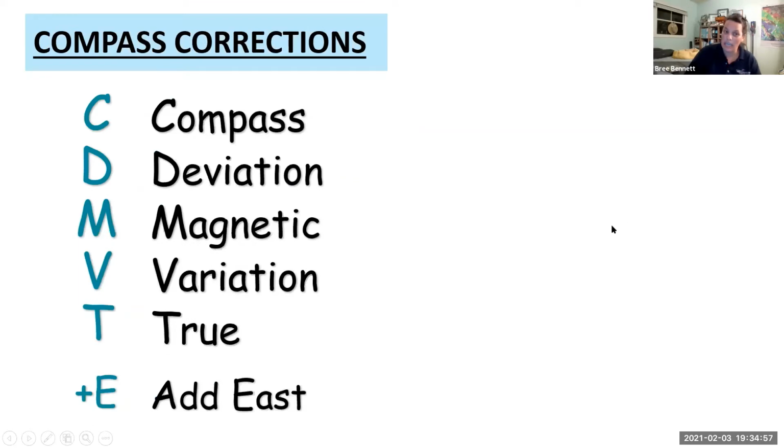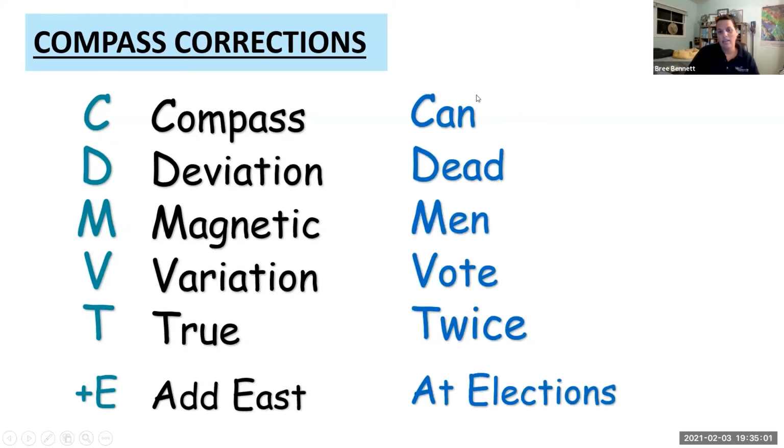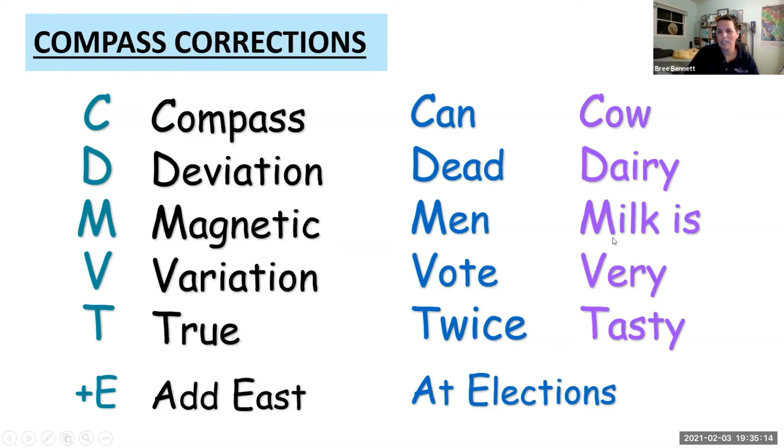If you're going the other way, from C to T, I learned it as can dead men vote twice at elections? So it has that adding east component to it. Also, cow dairy milk is very tasty. That's a strange one, but I've heard that one before. Does anybody have any other memory aids they'd like to share?